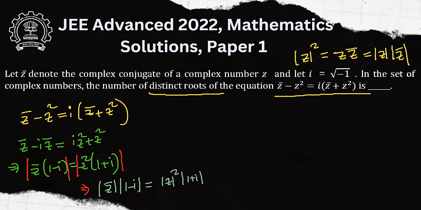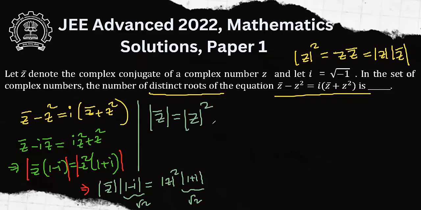Now mod of 1 minus I is root 2 simply, and similarly mod of 1 plus I is square root 2. So this root 2 will get cancelled. I'll be left with modulus of Z bar is equal to modulus of Z square. And this Z square here is the same as Z times Z bar, so modulus of Z bar is equal to mod of Z bar times mod of Z.